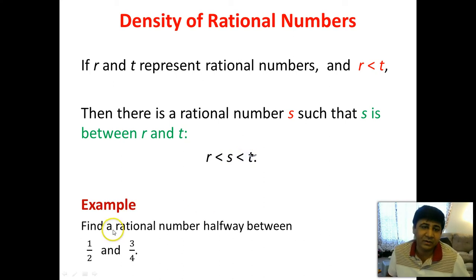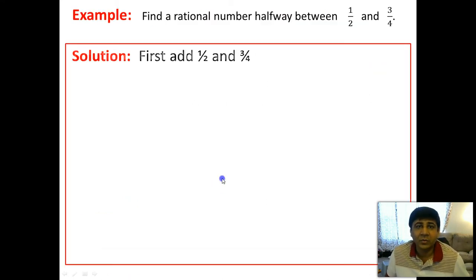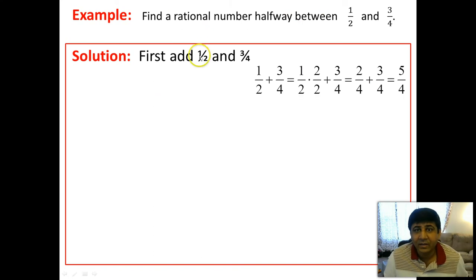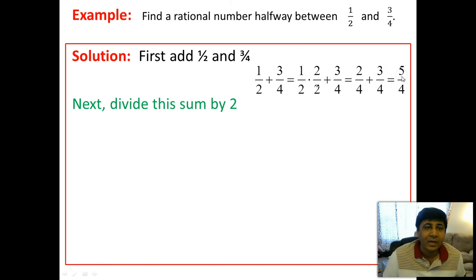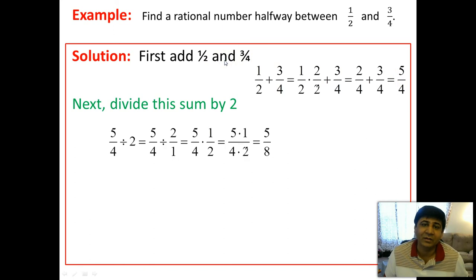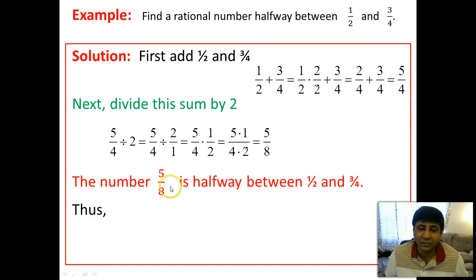For example, if you want to find a rational number halfway between 1 over 2 and 3 over 4, we are looking for S here. So what you do is first add the two given numbers, which gives us 5 over 4, and then divide this by 2, so that will give us the number exactly in the middle. So the number 5 over 8 is halfway between 1/2 and 3/4.